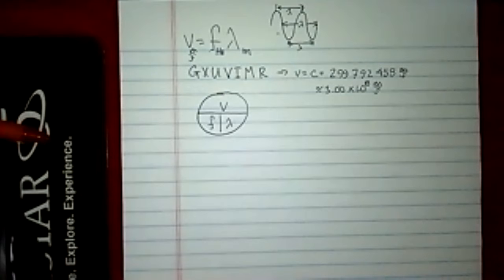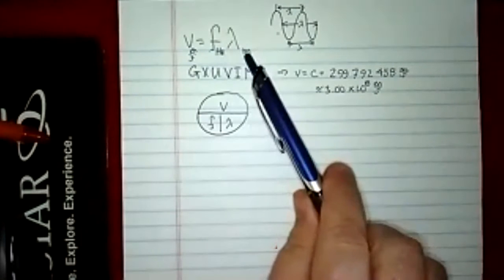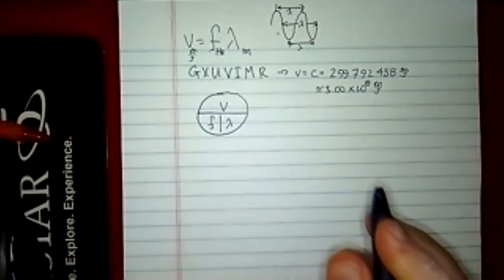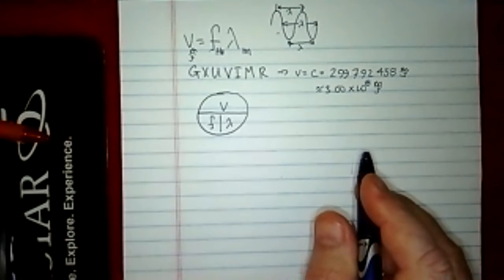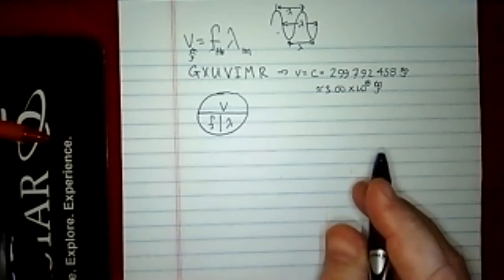The big thing is you just have to make sure you have it all in the right units. That's why I put these units up here: meters, hertz, and meters per second. So we're not going to use kilometers. We're not going to use megahertz or kilohertz. We're going to make sure everything's in the proper units.